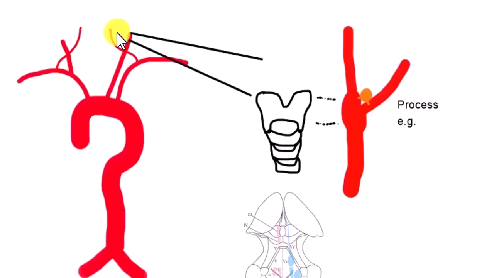Following last tutorial about the vertebro-basilar system, this time we're going to have a look at the carotid system. The carotid system arises out of the internal carotid artery, which is bifurcated from the common carotid artery. I drew it over here. Common carotid artery bifurcates into the external carotid artery and internal carotid artery.